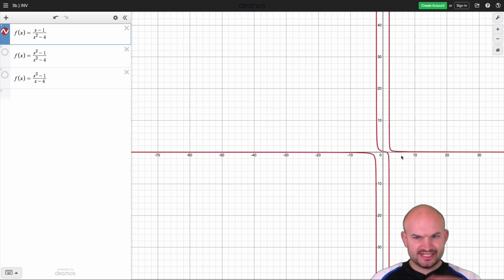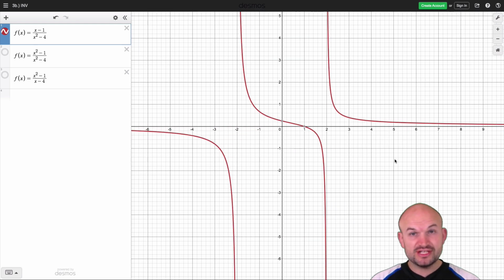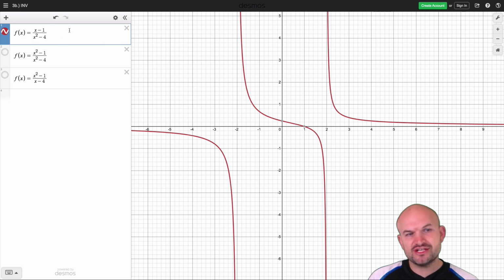It looks like it's just going to continue approaching it. So if something is approaching 0 or approaching a value, that's going to be an asymptote. So it's approaching a y value, so that means it's a horizontal line, so therefore it's going to be a horizontal asymptote. So this equation has a horizontal asymptote at 0.